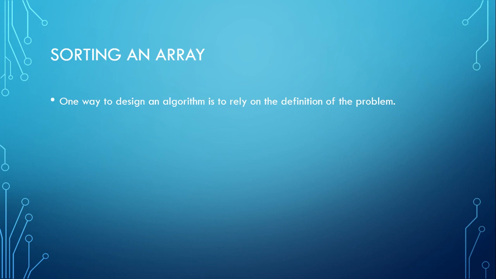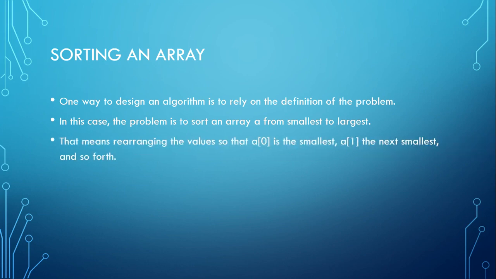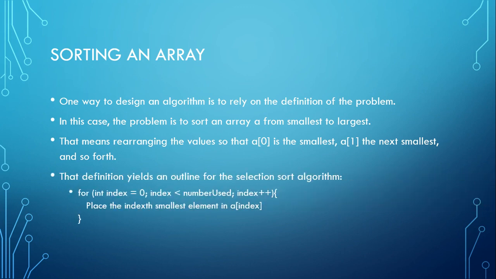One way to design an algorithm, when you're talking in general, is to rely on the definition of the problem. So what is it that you're actually trying to solve? In this case, the problem is to sort an array from smallest to largest, and we already looked at how to do that with a bubble sort. This means rearranging the values so that A[0] is the smallest, A[1] is next, and so forth. That definition yields an outline for the selection sort algorithm: for int index = 0; index < numberUsed; index++, place the index-th smallest element in A[index].